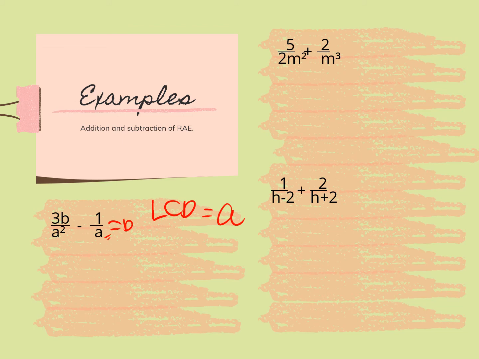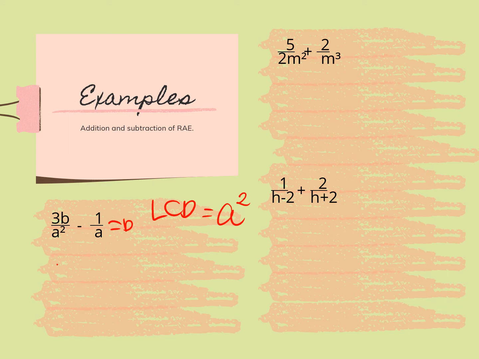So, on the first given expression, the exponent of the denominator is squared. For the second expression, 1 lang yan, automatic 1 lang yan. So, that means the exponent of our LCD must be 2. Kinuha natin tong 2 na mataas na exponent ng denominator. So, LCD natin is a squared. Same process, ganun ulit.